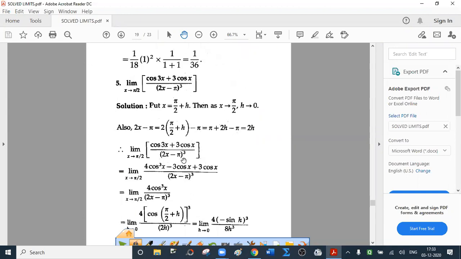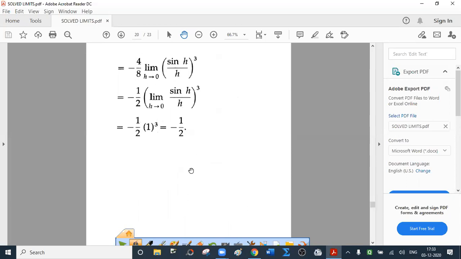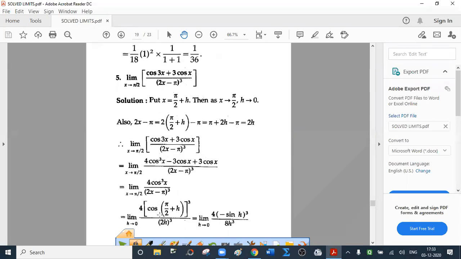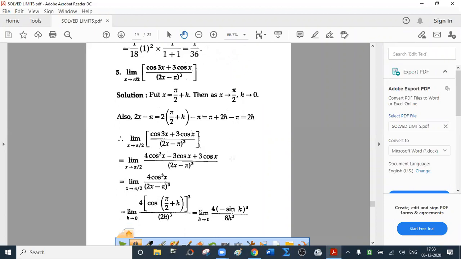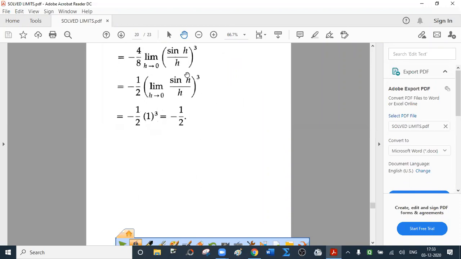See, before that, what is cos 3x? It is 4 cos cube x minus 3 cos x, so that this gets cancelled. And therefore, now cos of pi by 2 plus h becomes minus sin h. Its cube is again negative. Rest part is simple. So minus 4 upon 8. Limit of cube is cube of limit. This is standard limit. Its value is 1. So final answer is minus 1 upon 2.